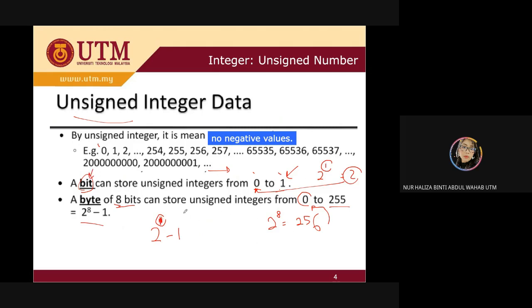This will be 1, then we will get 2 minus 1 equal to 1. This is our upper bound. And as mentioned, for our unsigned, our lower bound will be 0.